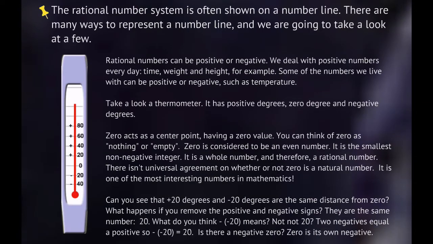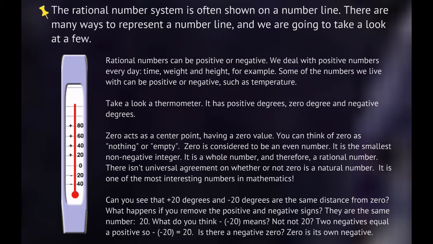The rational number system is often shown on a number line. There are many ways to represent a number line, and we're going to take a look at a few. Rational numbers can be positive or negative. We deal with positive numbers every day: time, weight, and height, for example. Some of the numbers we live with can be positive or negative, such as temperature. Take a look at a thermometer. It has positive degrees, 0 degrees, and negative degrees.